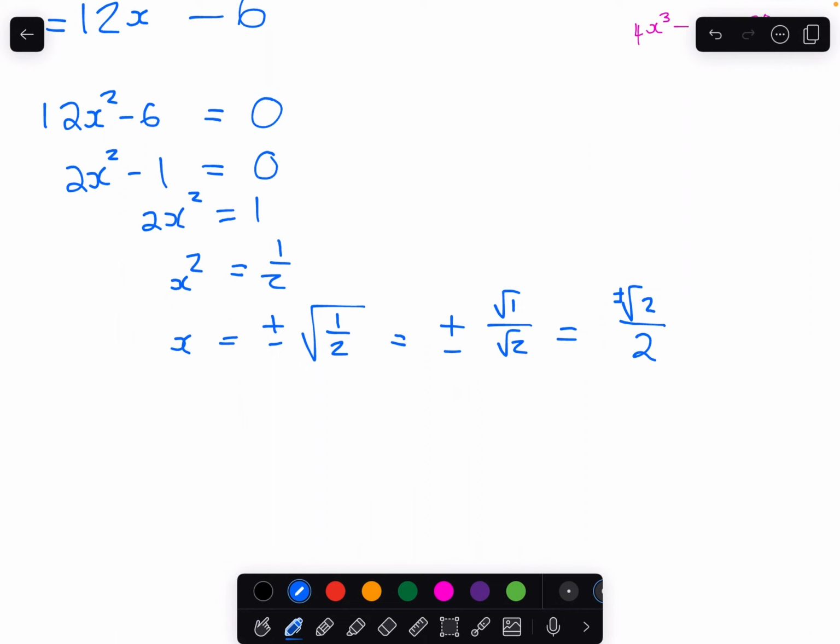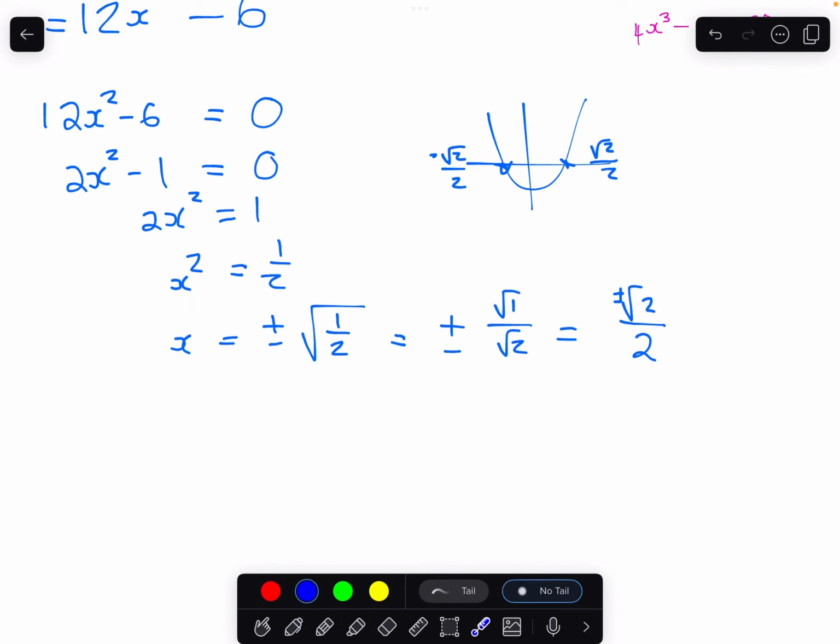Okay, so we know that 12x squared minus 6 is a parabola that looks like this. So it's equal to 0 here. This would be positive root 2 over 2, and this would be negative root 2 over 2, right? So between those two x values, it is negative, and on these extreme sides it's positive.